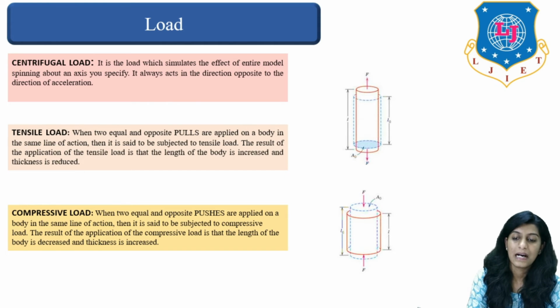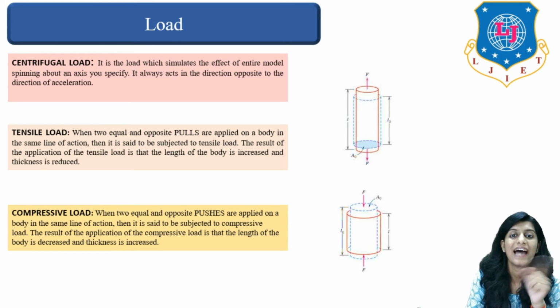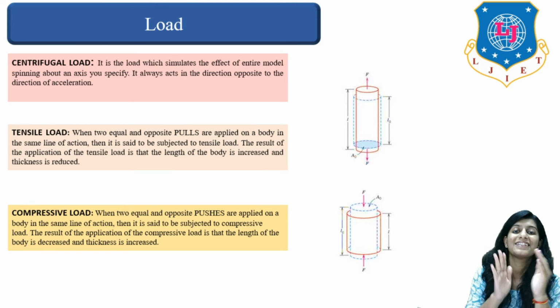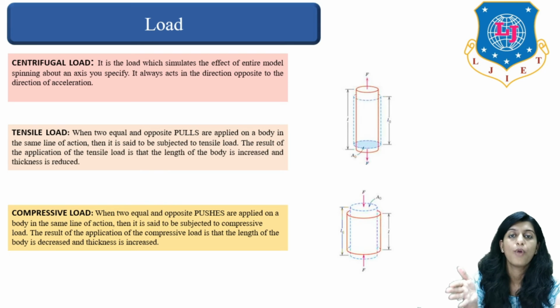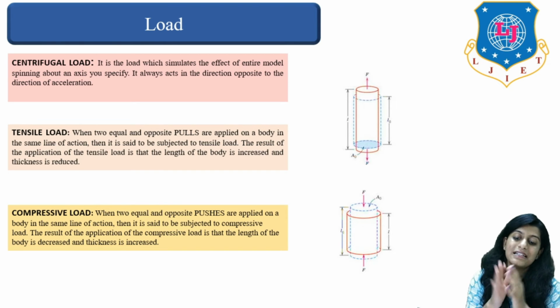Then comes compressive load. So what do we mean by a compressive load? When two equal and opposite pushes are applied on a body in the same line, then it is said to be subjected to compressive load. The result of this will be the length of the body will be decreased and thickness is increased. Clear? So this is a compressive load.